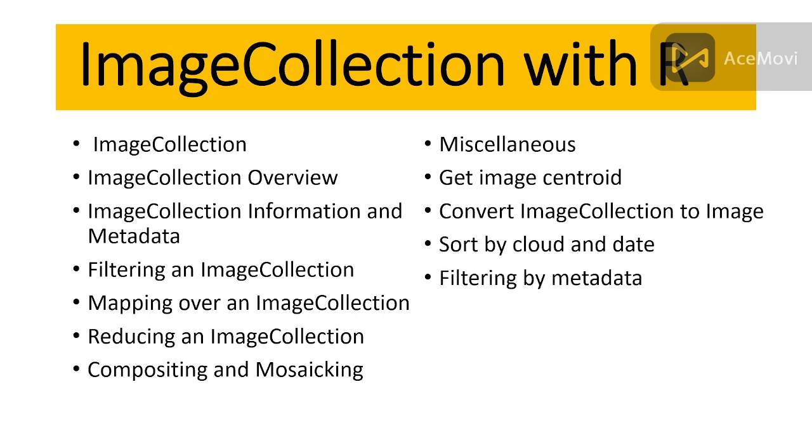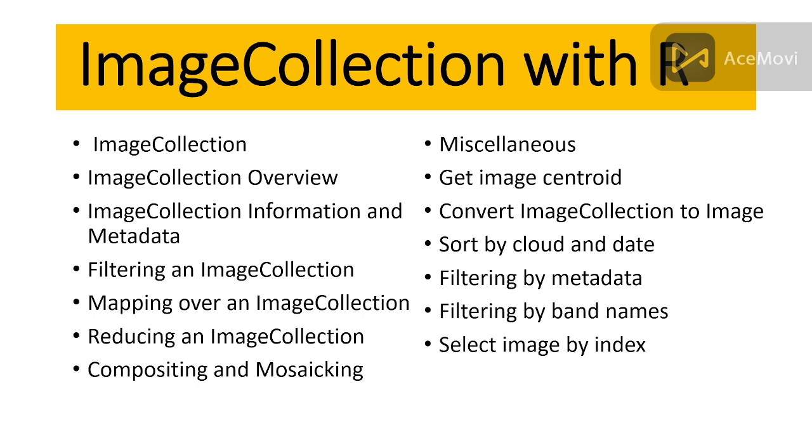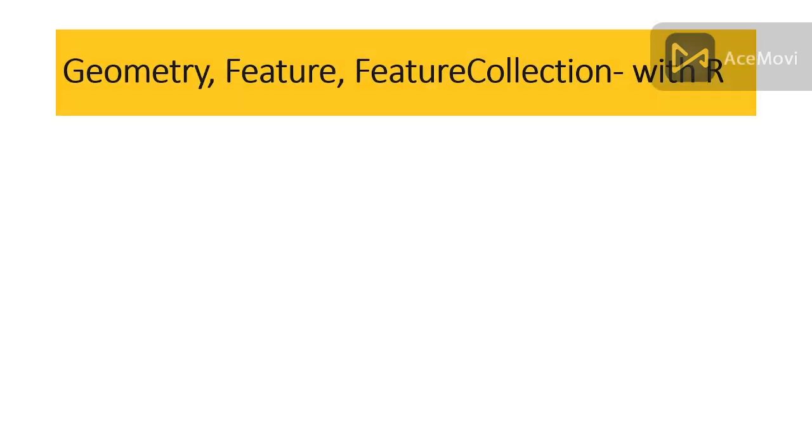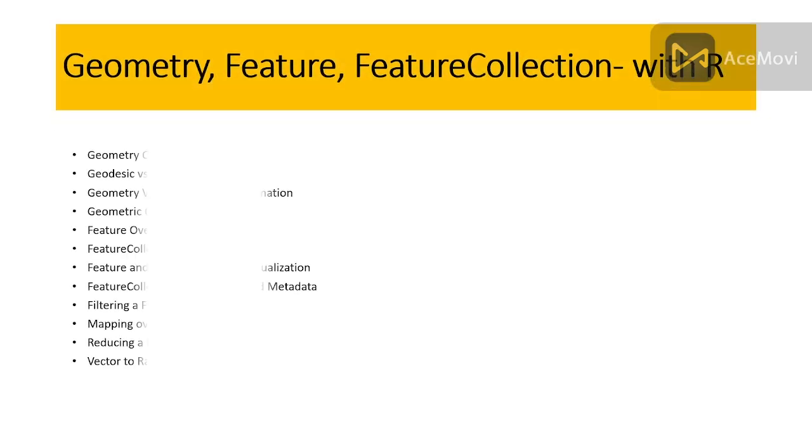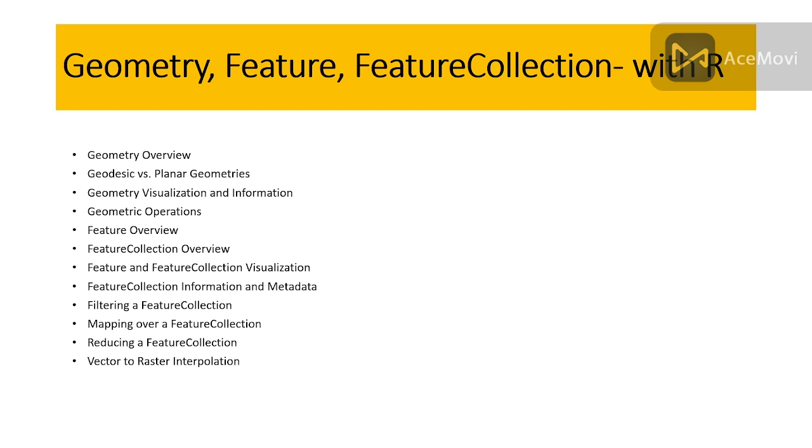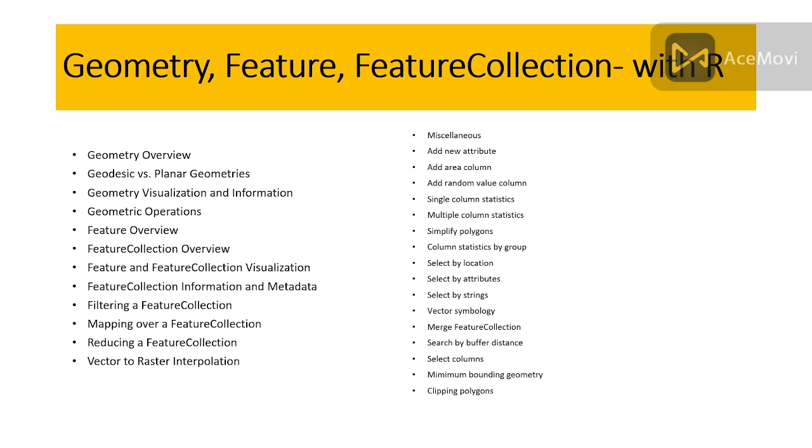Lot of analysis we can learn from here. Filtering by metadata, then also filtering by band names, and also select the image by index, and also creating the monthly imagery. How can we create the monthly imagery, as well as geometry, feature and feature collection with R. So mainly we try to discuss all of those things. So you also try to read about that. In this time I will not discuss that.